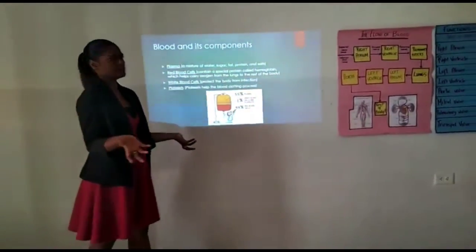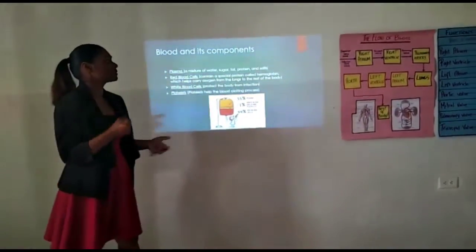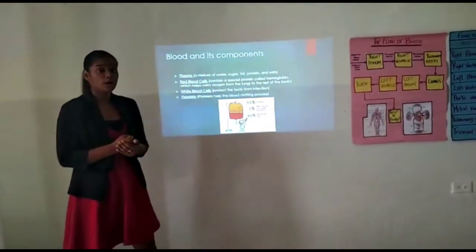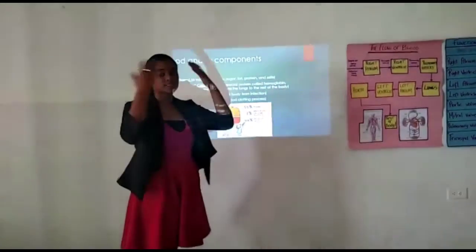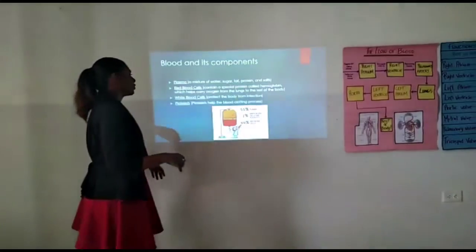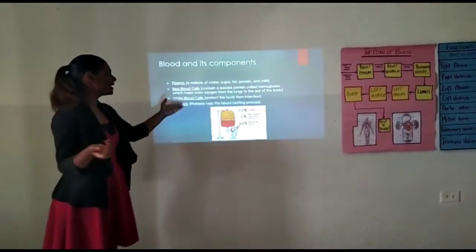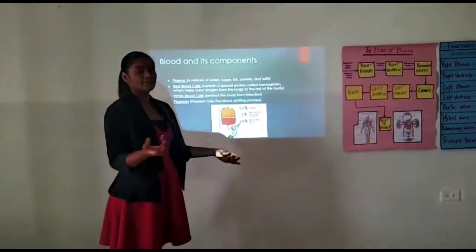Then what are red blood cells? Red blood cells contain a special protein called hemoglobin, which helps carry oxygen from the lungs to the rest of the body. So, we have white blood cells as well. White blood cells protect the body from any form of infection.